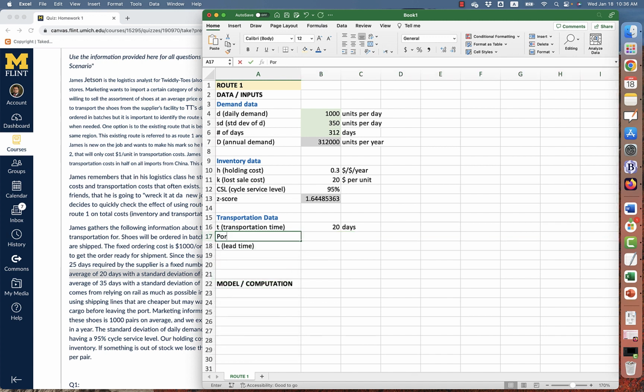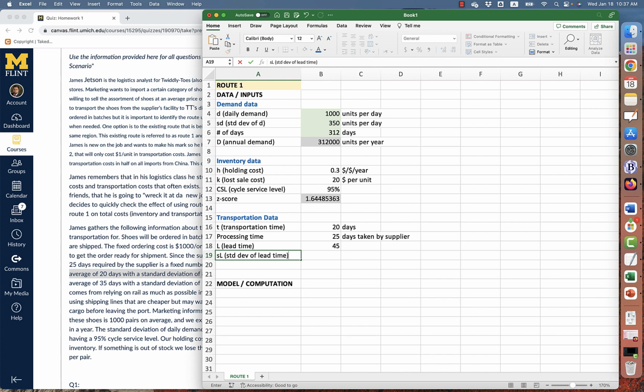So here I can put processing time is 25 days taken by supplier. And so my lead time will be the sum of the transportation and the processing time, because lead time is the time between placing an order and receiving it. And so that's going to be 45 days. Now, my lead time, I'm also going to need the standard deviation of lead time.